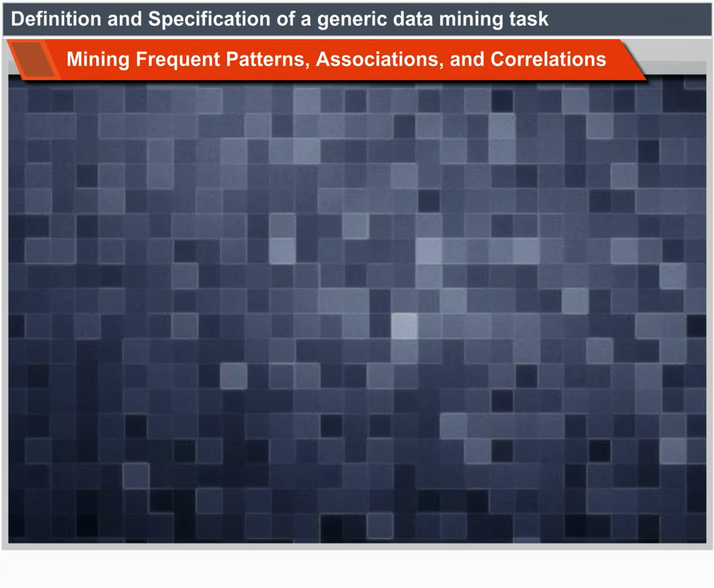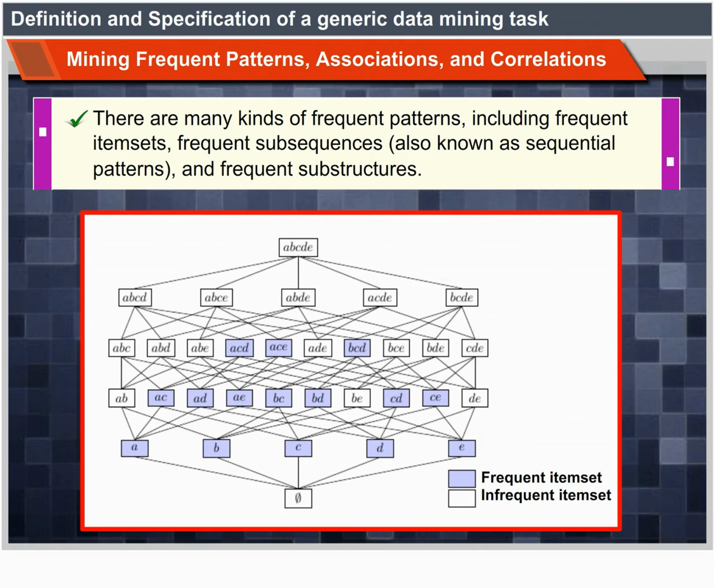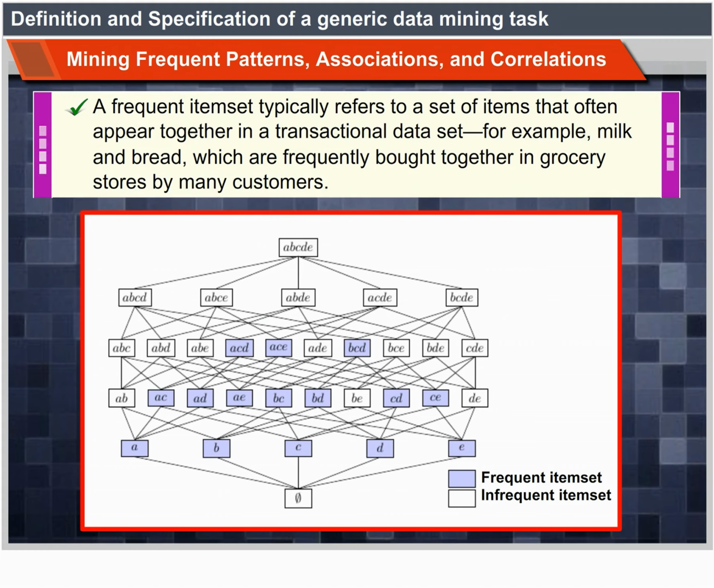Frequent patterns, as the name suggests, are patterns that occur frequently in data. There are many kinds of frequent patterns, including frequent item sets, frequent subsequences, also known as sequential patterns, and frequent substructures. A frequent item set typically refers to a set of items that often appear together in a transactional data set. For example, milk and bread, which are frequently bought together in grocery stores by many customers.